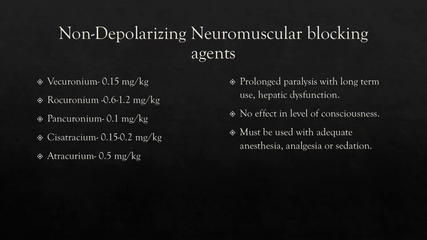So non-depolarizing neuromuscular blocking agents include vecuronium, which is 0.15 milligram per kilogram, rocuronium, 0.6 to 1.2 milligram per kilogram, pancuronium, 1.1 milligram per kilogram, cisatracurium, 0.15 to 0.2 mg per kg, and atracurium, 0.5 mg per kg. All of these are going to have prolonged paralysis with long-term use and can cause hepatic dysfunction.